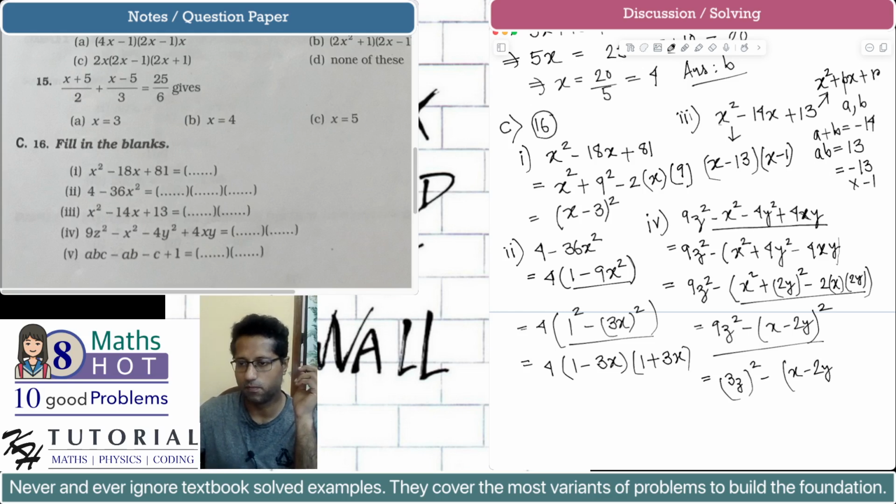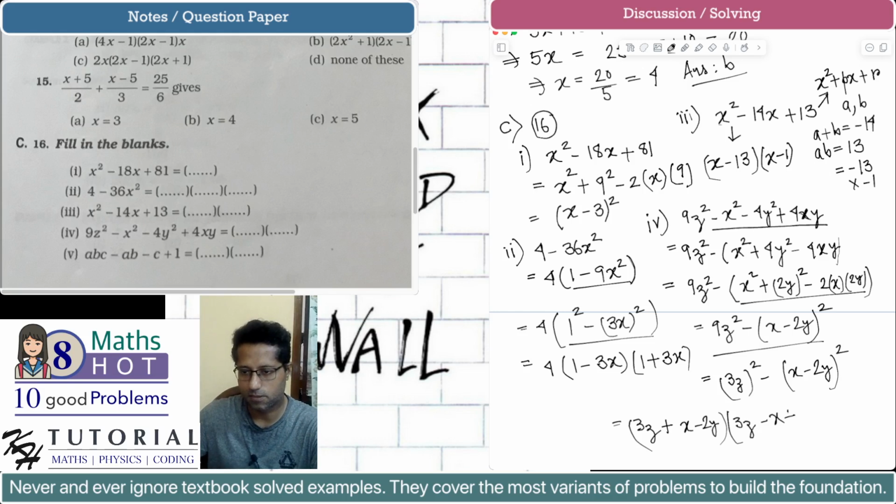So, this is of the form a square minus b square, and hence the final factor, applying the identity of a square minus b square as a minus b into a plus b, the final factorization becomes 3z plus x minus 2y multiplied by 3z minus x plus 2y. So, this is the final factorization of the given expression.